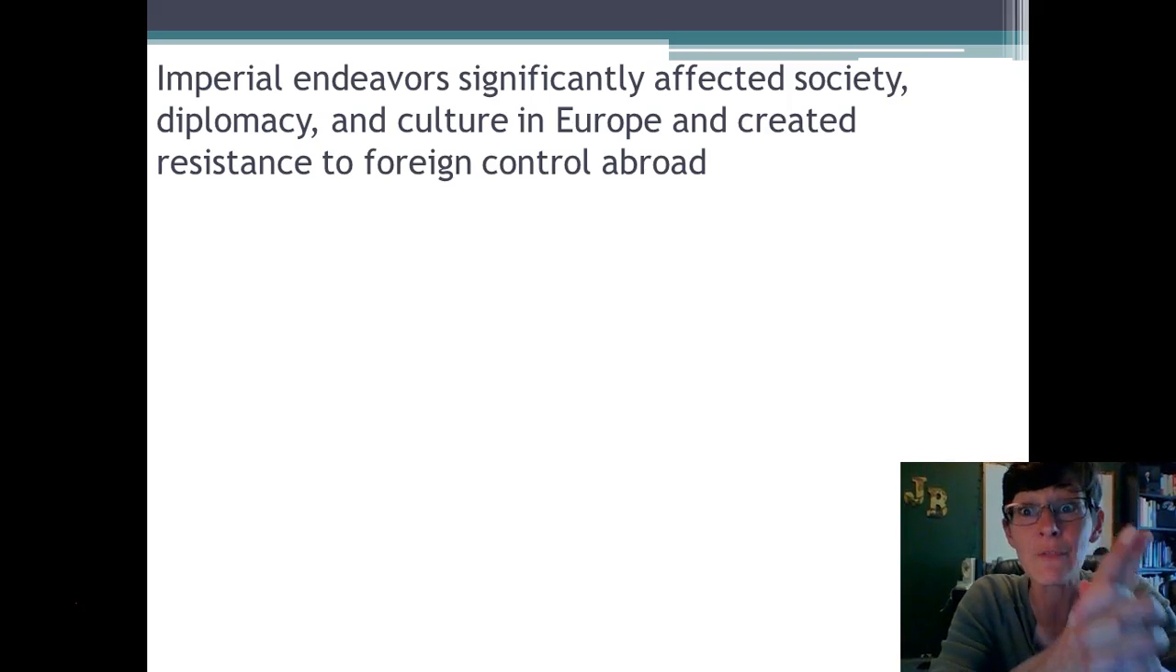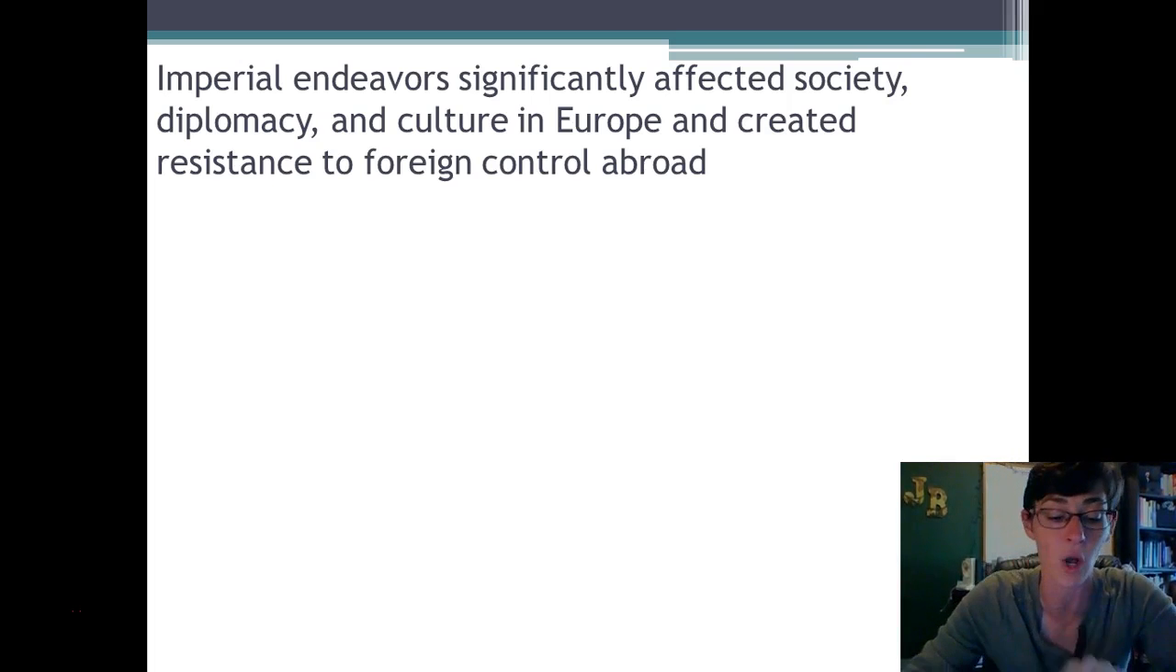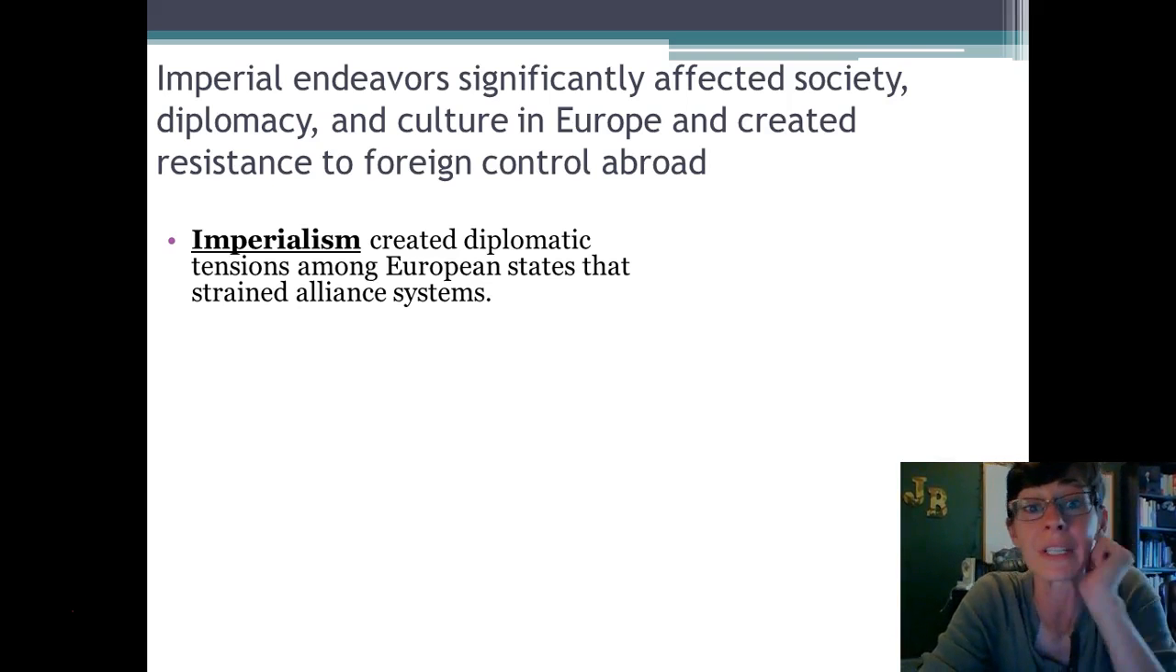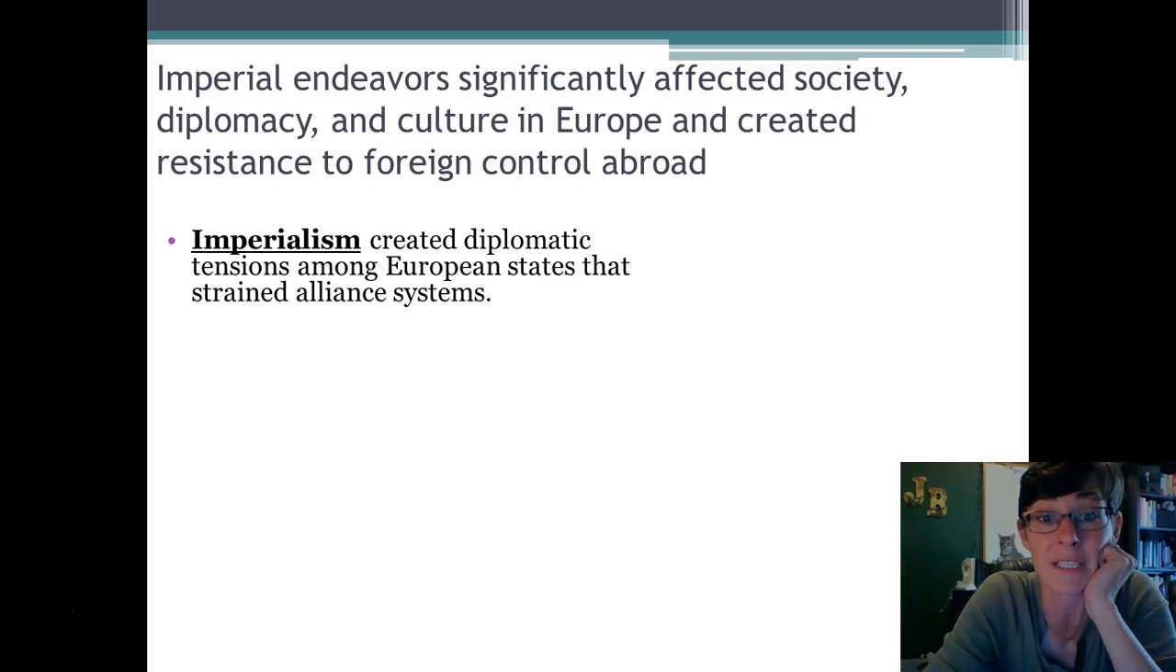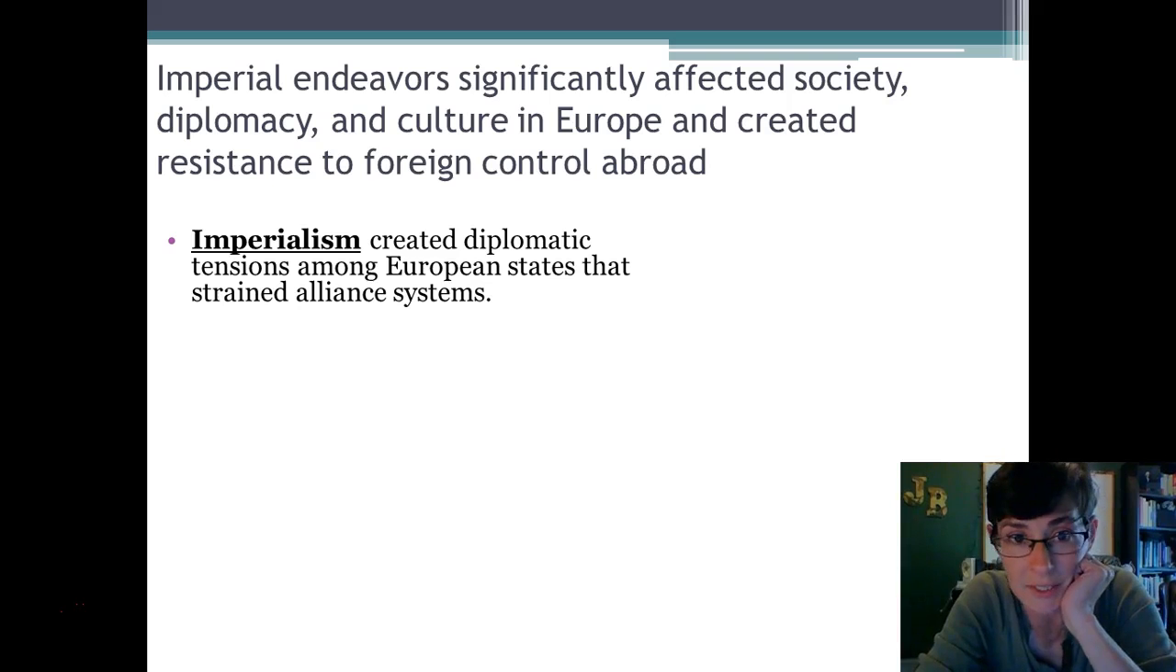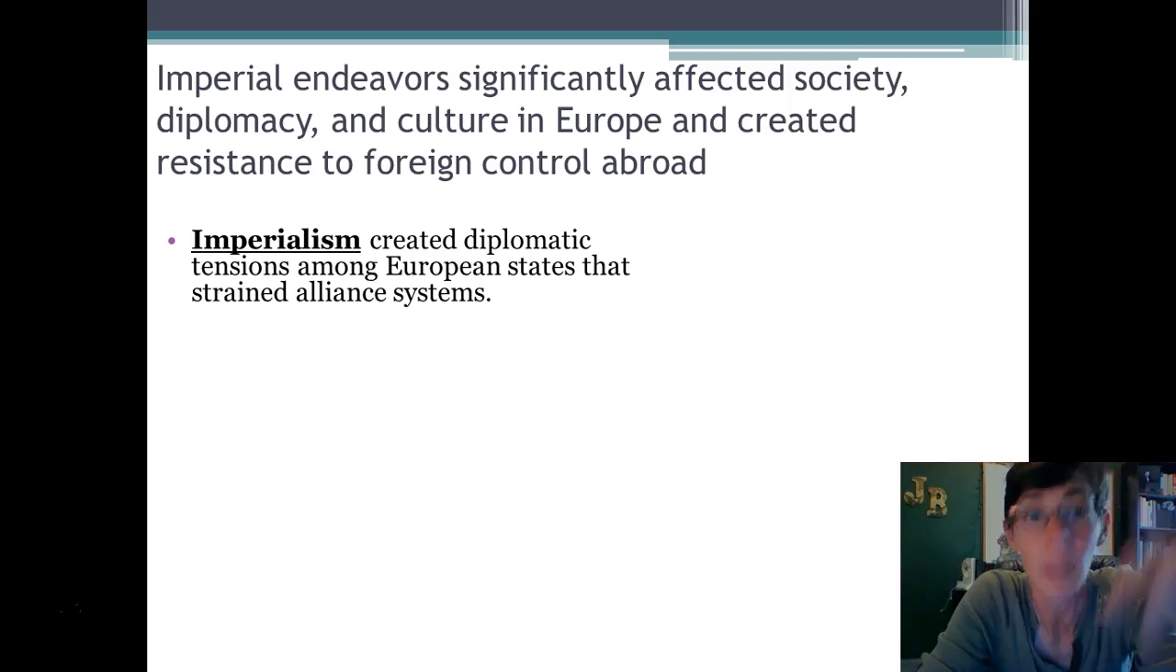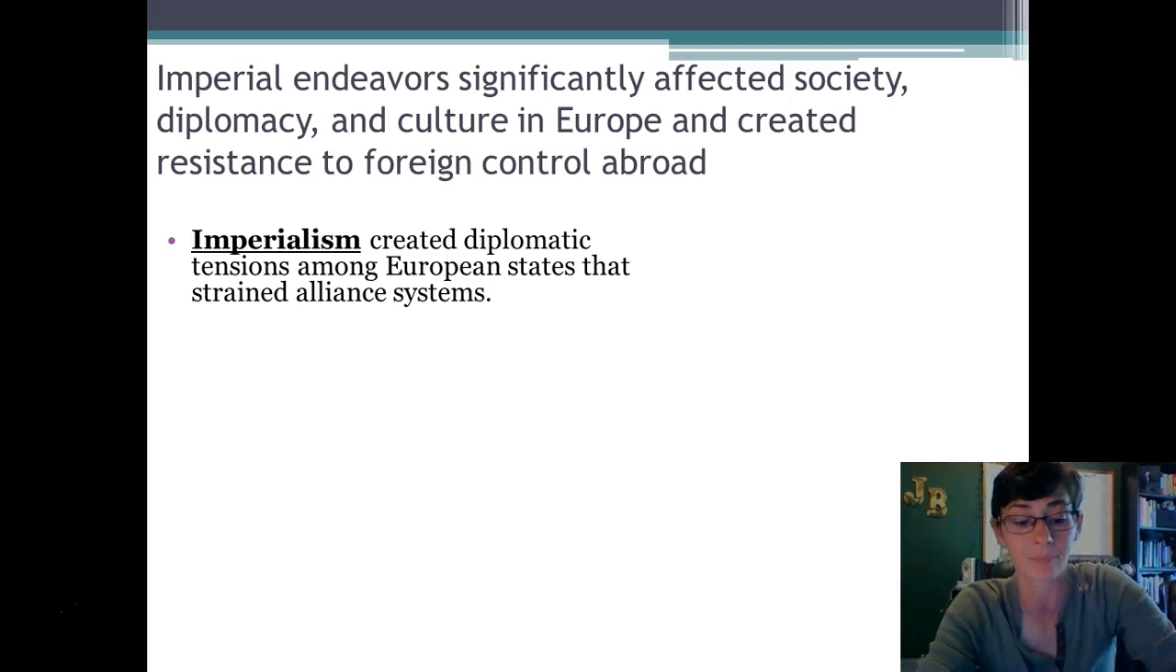Imperial endeavors significantly affected society, diplomacy, and culture in Europe, and created a resistance to foreign control abroad. So imperialism created diplomatic tensions among European states that strained alliance systems. This is going to be, remember, the causes of the First World War, MAIN. Imperialism is the I in MAIN.